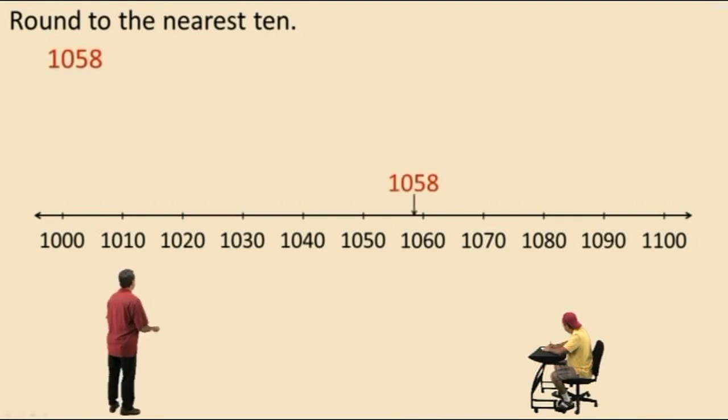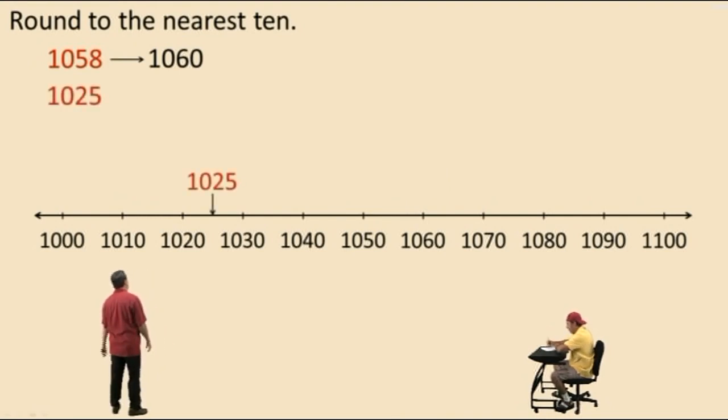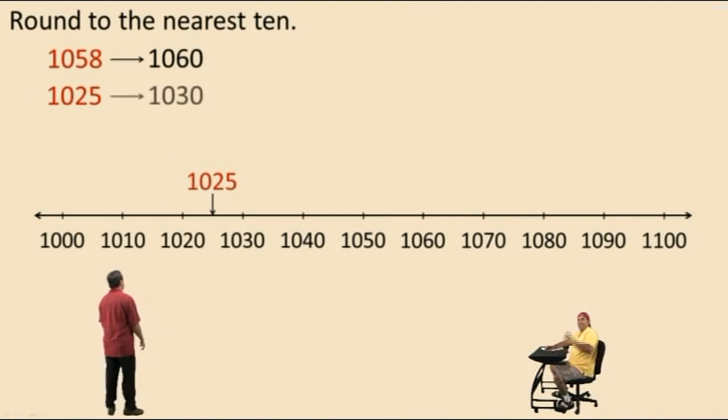1058. Is it closer to 1050 or 1060, Charlie? 1060. 1060, very nice. See, it's easy when you look at a number line, right? 1025, now that's right in the middle of 1020 and 1030, and when you're in the middle, you move which way, Charlie? To the right. Very nice, and so it rounds to 1030. That's the nearest 10.